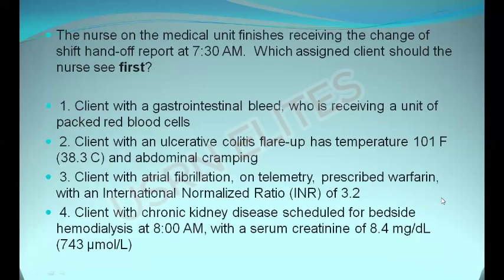Okay, let's look at this one too. So the nurse on the medical unit finishes receiving the change of shift hand-off report at 7:30 a.m. So which assignment should the nurse question exactly as it is?